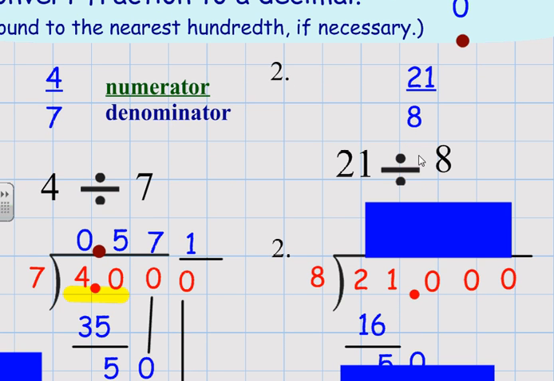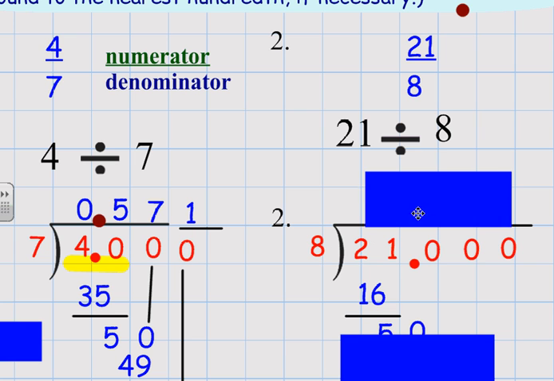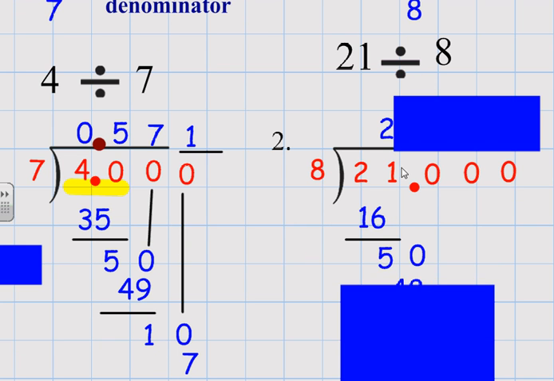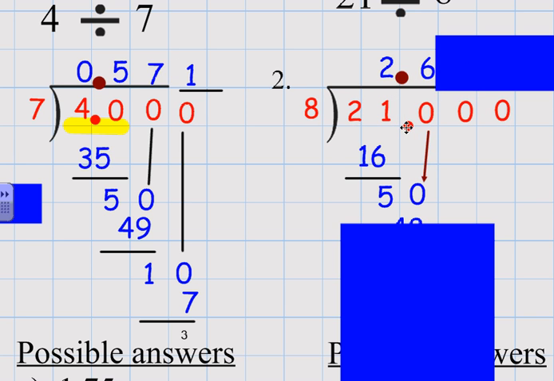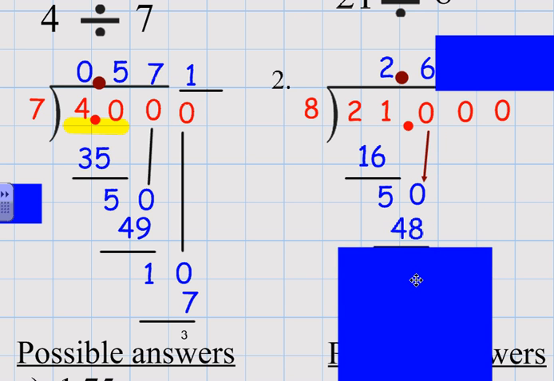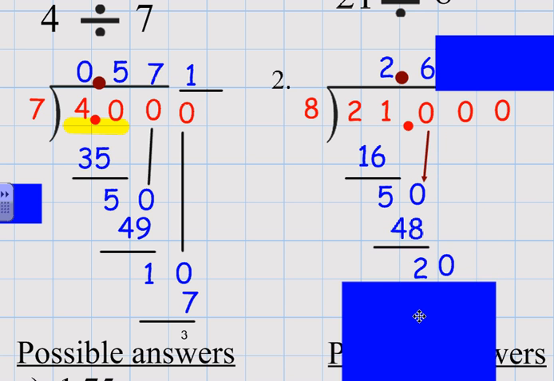Hopefully you've done this. The first step right here is, how many times does 8 go into 21? It's twice. You have to be kind of careful and make sure you line it up right above the 1. So 8 times 2 is 16. You're going to subtract, and you're going to get 5. You're going to want to bring down another 0. And from there, I ask myself, did I remember to bring up the decimal? Yes, I have brought up the decimal. And how many times does 8 go into 50? 6 times. It's going to be 48. I bring down the difference of 2, then bring down another 0.